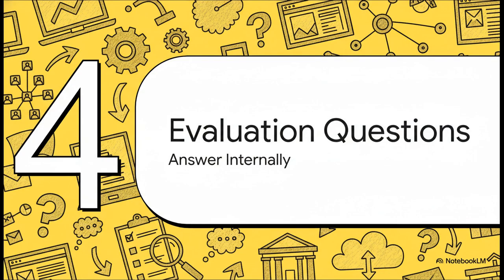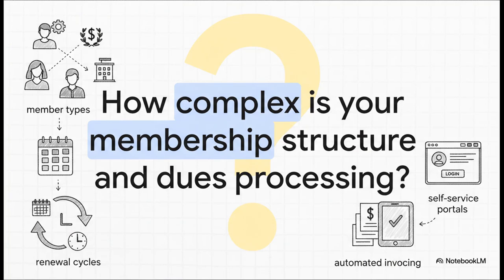So now that we've seen the capabilities and the trade-offs, the decision really pivots back to your organization. The best software choice depends 100% on your operational reality. So here are the questions you've got to ask your team. And seriously, think about this one. How many member types do you have? Are your renewal cycles super complicated? Do you need things like automated invoicing and self-service portals? The answer to this question alone is going to point you in a very clear direction.